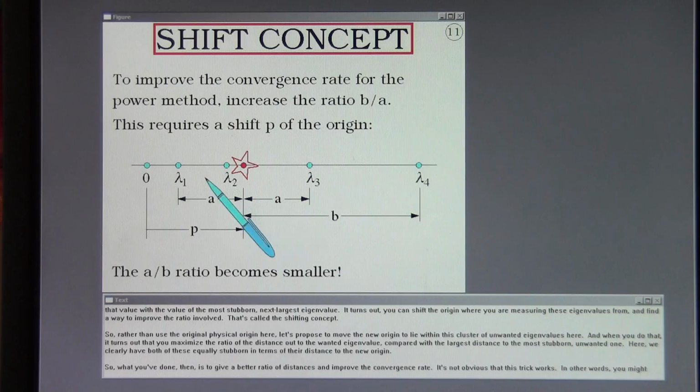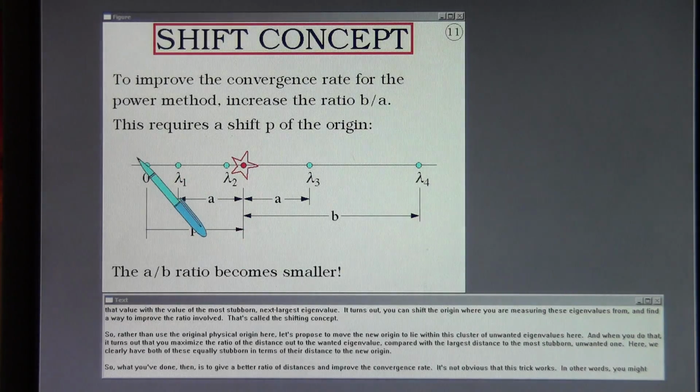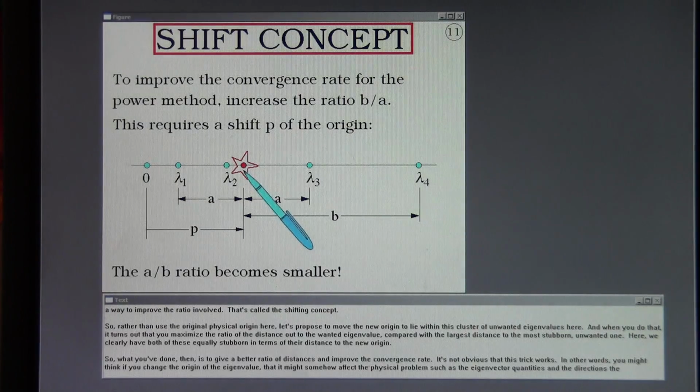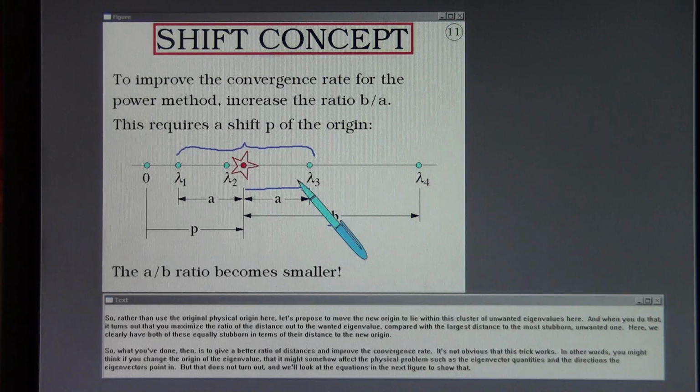So rather than use the original physical origin 0 here, let's propose to move the new origin to lie within this cluster of unwanted eigenvalues here. And when you do that, it turns out that you maximize the ratio of the distance out to the wanted eigenvalue compared with the largest distance to the most stubborn unwanted one. Here we have both of these equally stubborn in terms of their distance from the new origin. So what you've done then is to give a better ratio of distances and improve the convergence rate.